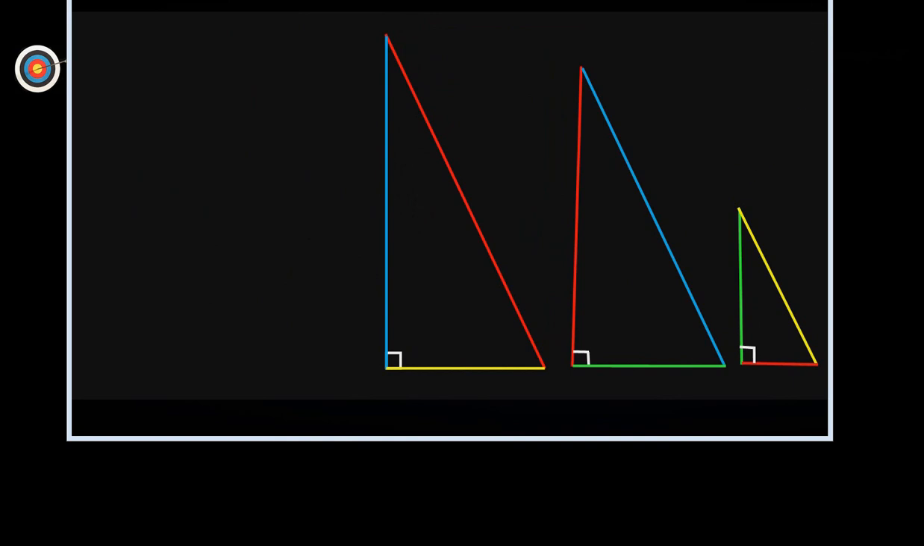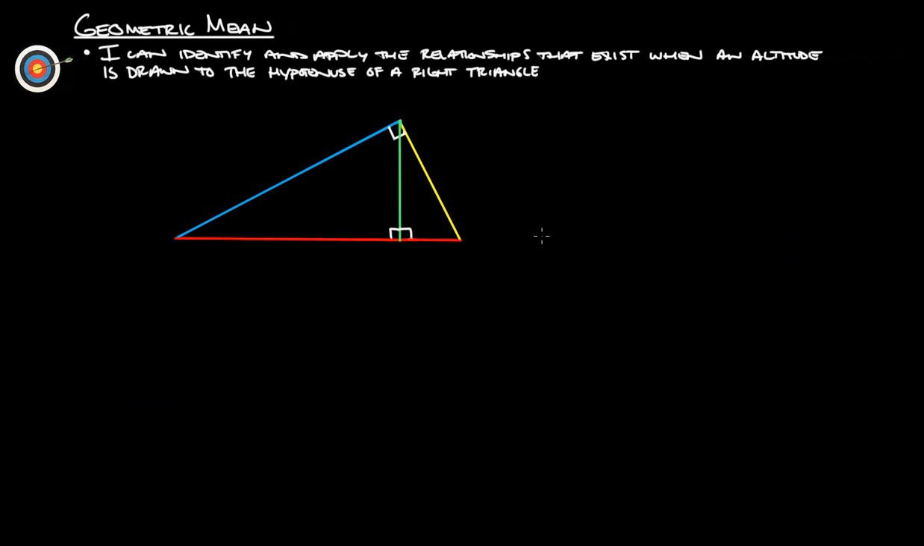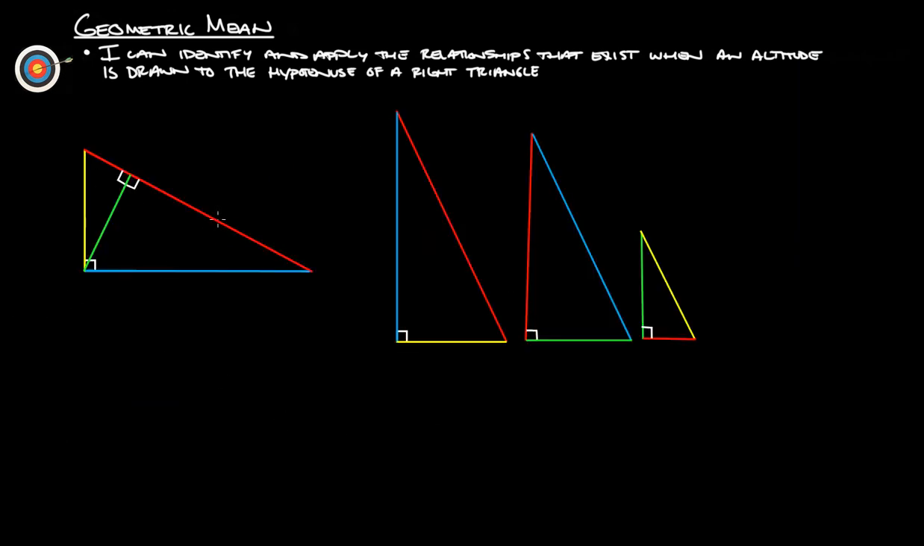Let me show you some examples that will help us understand this a little better and see what the value is. So here's again our original triangle, and here's our altitude. This triangle is the small one, this is the medium one, and the whole thing is the large triangle.